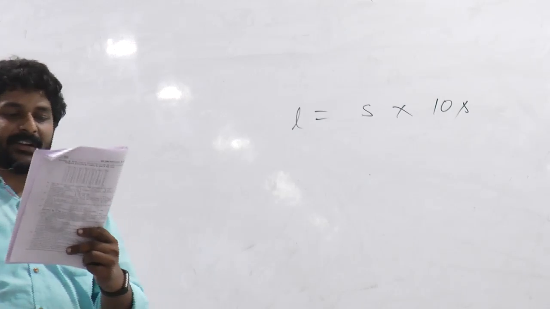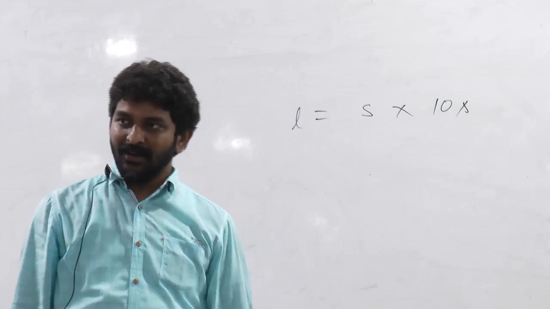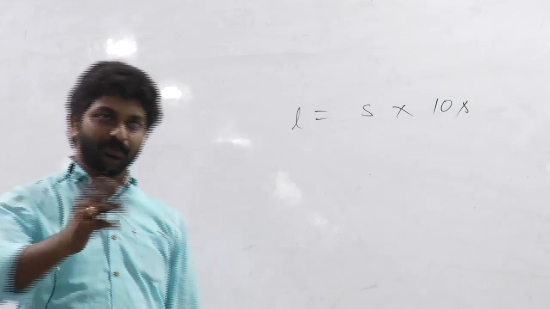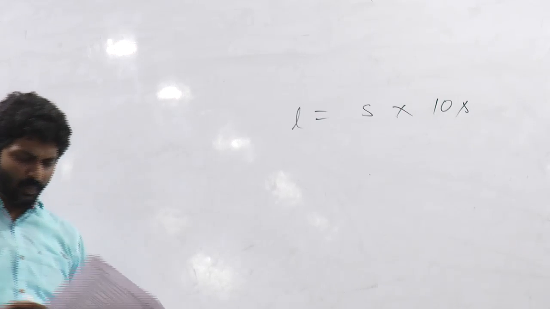Second one, the speed of the train is 10 meters per second. Speed is given. Using 2 alone, will you get your answer? No. Both 1 and 2? Yes. 1 and 2 are required.